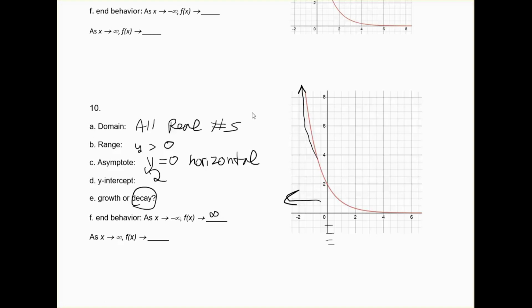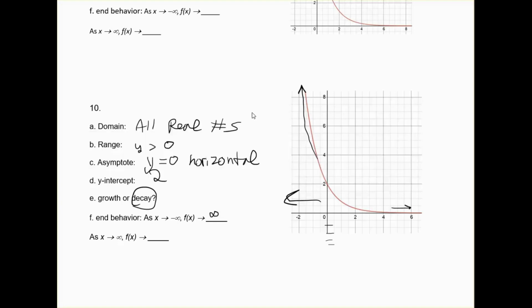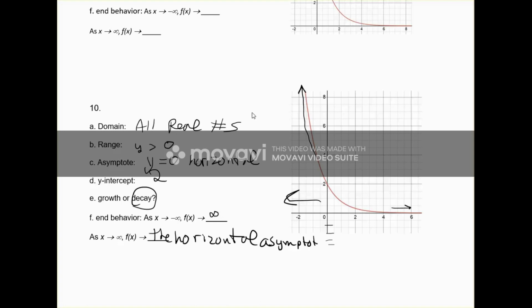Okay, the other side is as x approaches infinity. So as x gets bigger and bigger and bigger, what will happen to the red line, the curve, the function? It's not going to go to infinity. It's not going to go up. It's not going to go down to negative infinity. It's going to get closer and closer to the horizontal asymptote of y equals 0. And you can just say it'll get closer and closer to 0 if you want to save yourself some writing there.